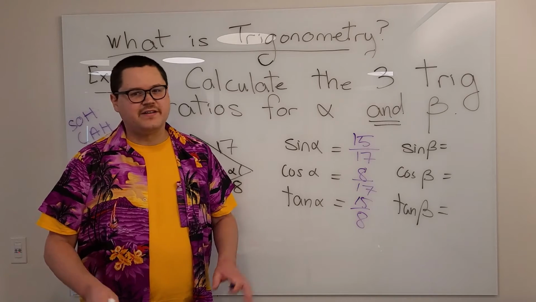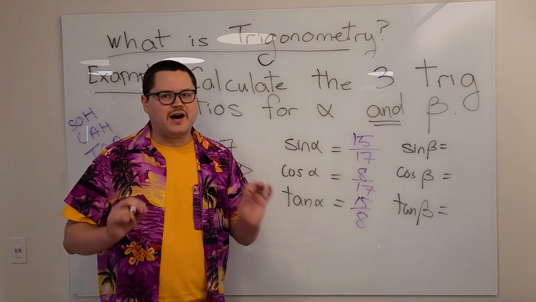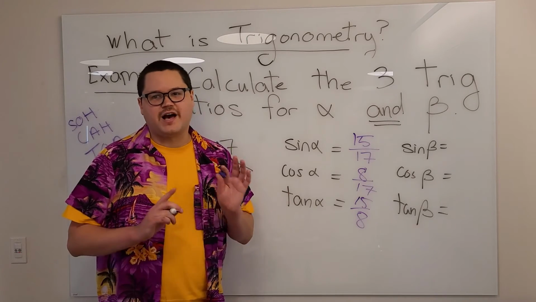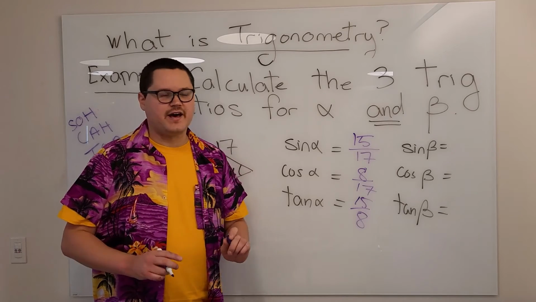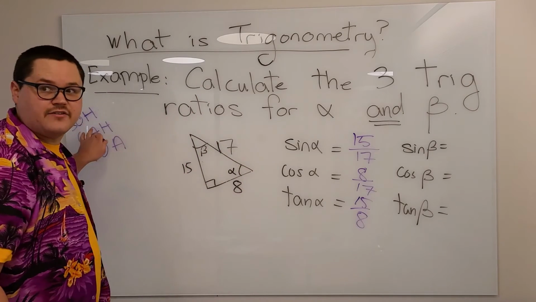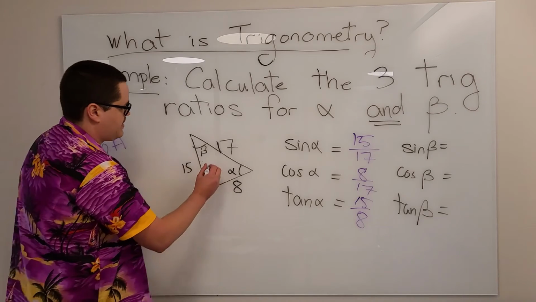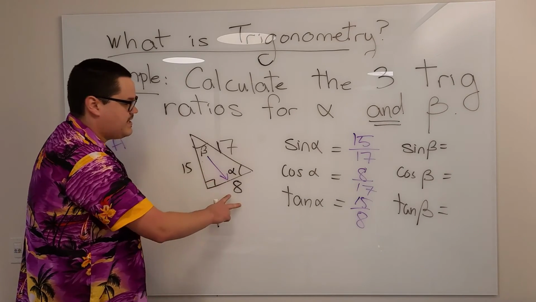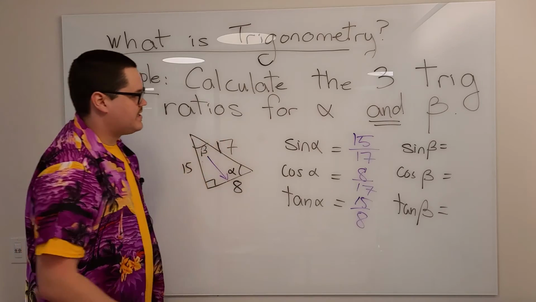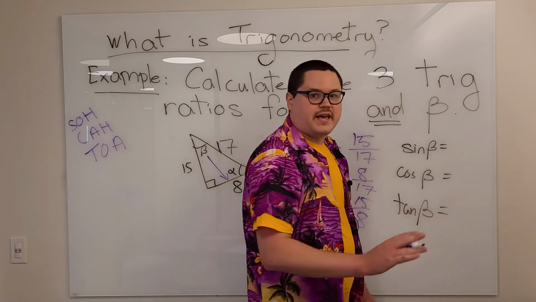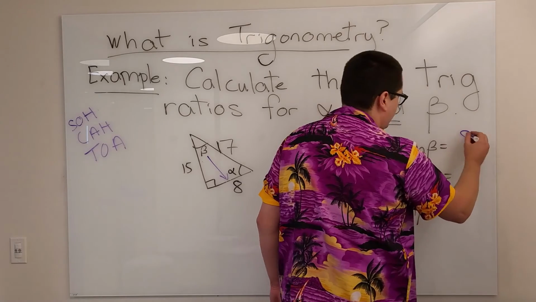What about beta? Same difference, but remember opposite and adjacent refer to the opposite and adjacent of beta now. So for instance, sine of beta is the opposite of beta over the hypotenuse. So opposite to beta is 8, and the hypotenuse is 17. So sine of beta is 8 over 17.